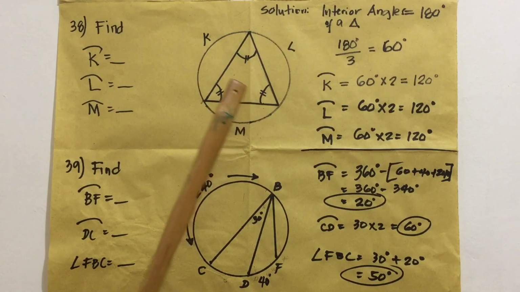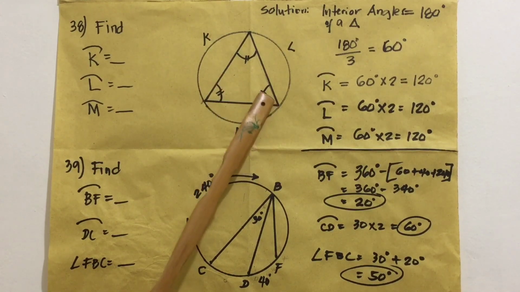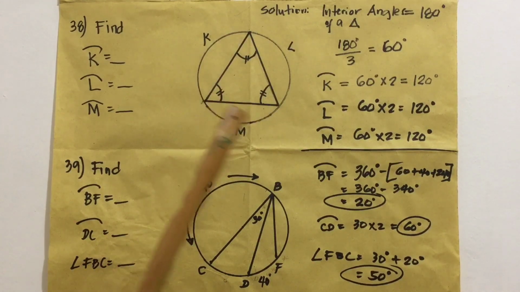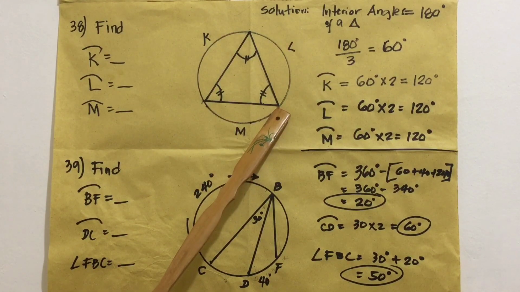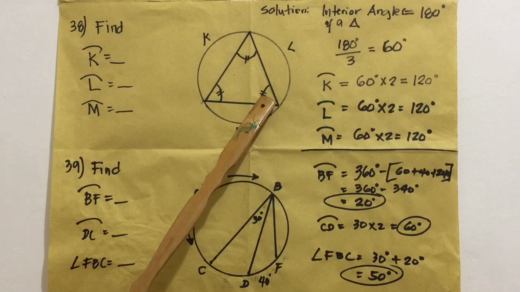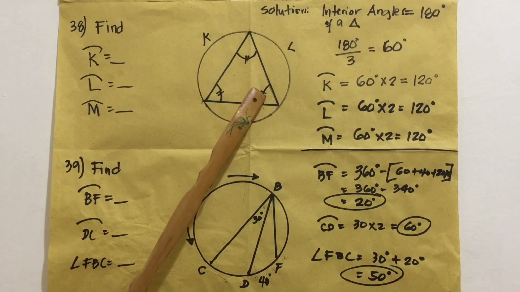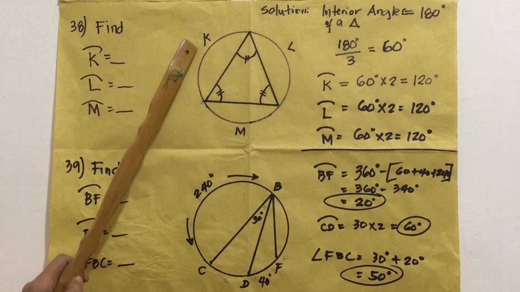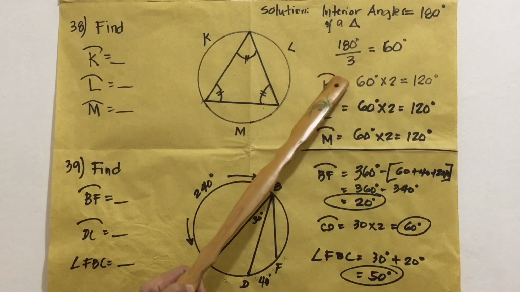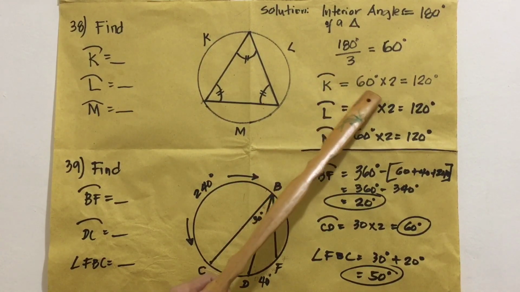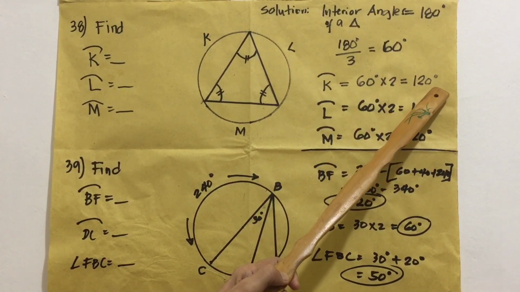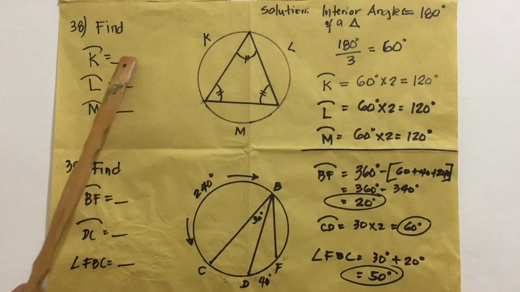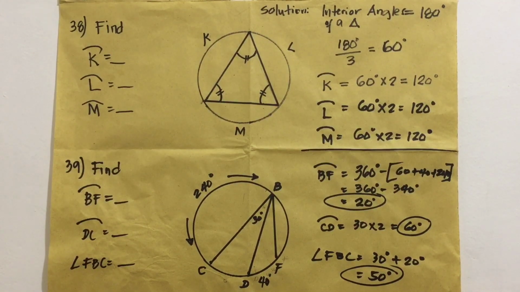Then since the angle here is inscribed in the circle and is 60, remember the angle here is half the measure of the arc. So that's why the arc K is equal to 60 times 2, 120 degrees. So this arc now is 120 degrees.